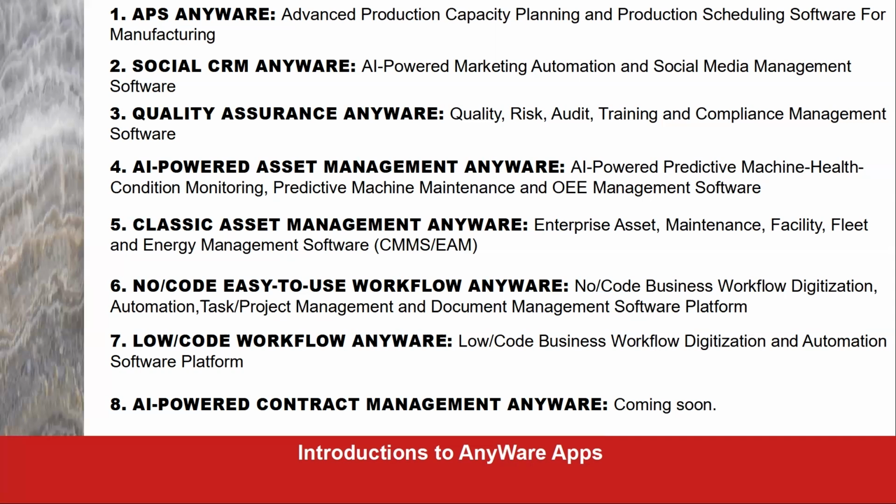So number 4 is AI powered. Number 5 is without AI. It's a classic CMMS and EAM software system. That's the difference. Some of our clients use both of them, some of them use one of them. So it depends on your organization's need. These are standalone, modern, mature software systems that will be helping your organization move forward.